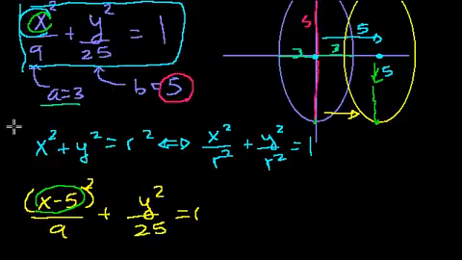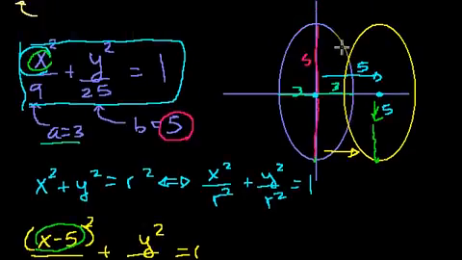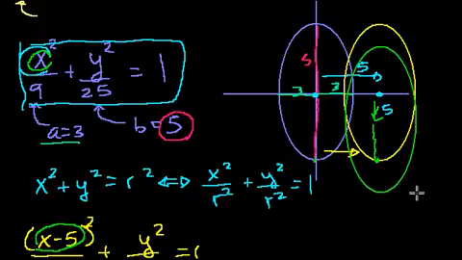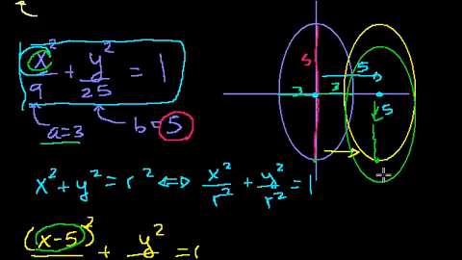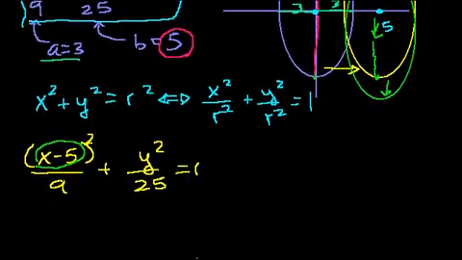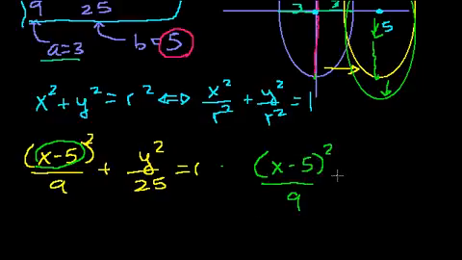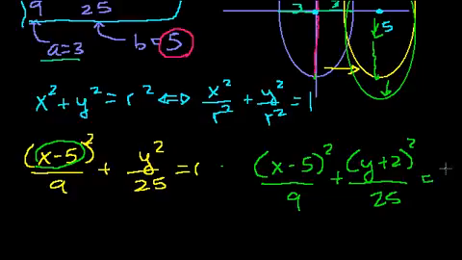So let me draw our new ellipse first, just to show you what I'm doing. It's going to be shifted down by 2. So our new ellipse is going to look something like that. So I'm shifting the yellow ellipse down by 2. So this equation, if I shift it down, well, the x is still where it was before: x minus 5 squared over 9, plus y plus 2 squared over 25 is equal to 1.